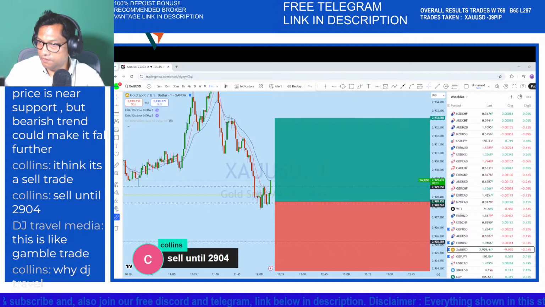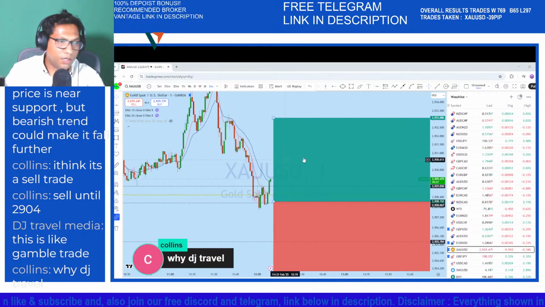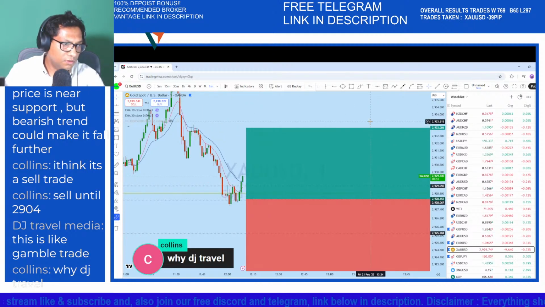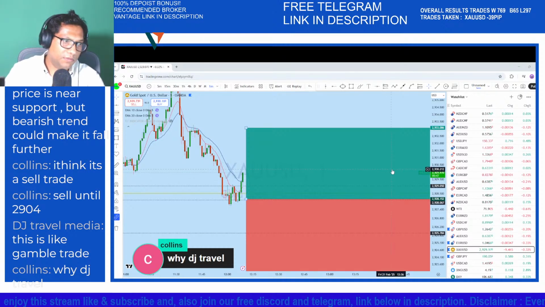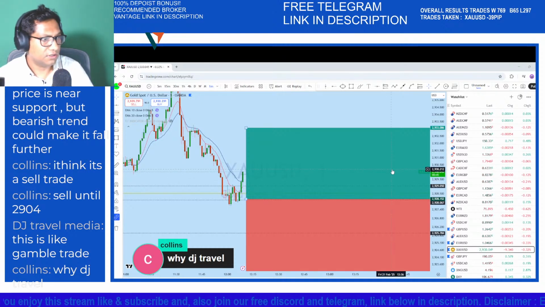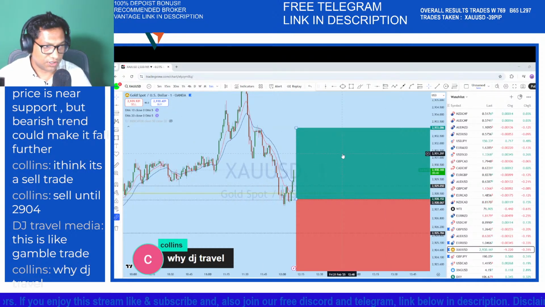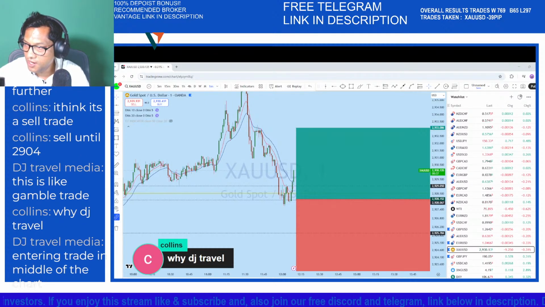Why do you think so? We are doing the risk management. Why do you think that's a gamble trade? No, we don't do gamble trades. If you don't have a strategy, that's gambling. If you don't do risk management, that's it. It's a trade with proper risk management and based on the strategy. So we see that it's improving in that direction.